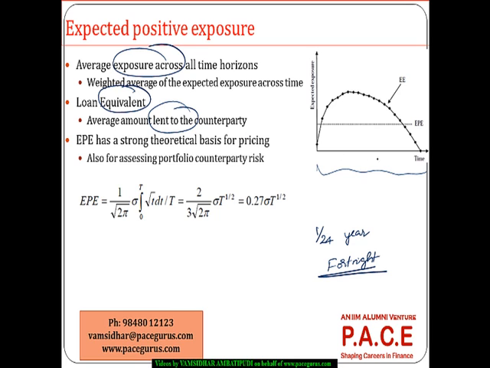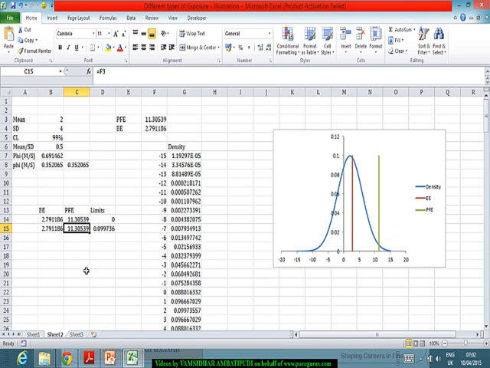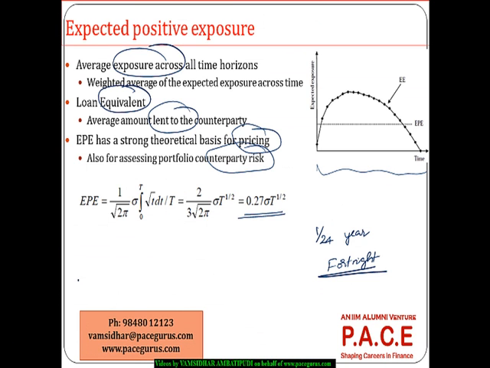So I am taking the average values of all the expected exposures across the entire time period. And this is a very important piece for pricing and also for assessing portfolio counterparty risk. That's the reason we do this kind of computation. And to a large extent, in that same numerical, if I have to find the expected positive exposure, I can take it as 0.27 times. This is the derivation that comes out of it.